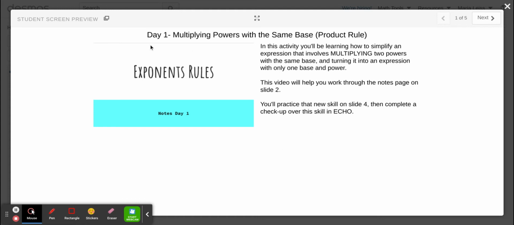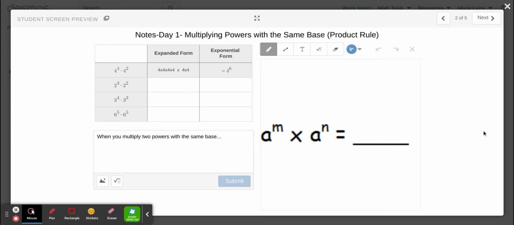So I have clicked into our day one activity. Day one involves multiplying powers, and by powers, what I mean are a number that has a base and an exponent, that have the same base. What it's commonly referred to is the product rule. So let's head over and get started.